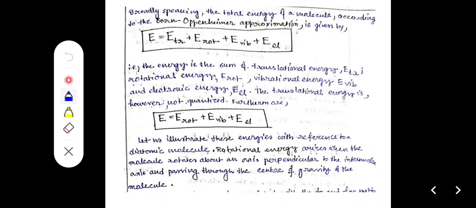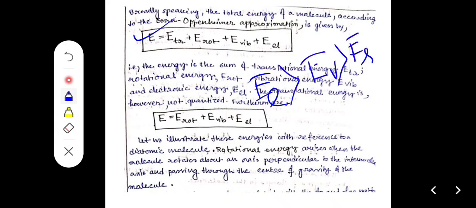Total energy should be the sum of all of the energies, for example, transitional energy plus rotational energy plus vibrational energy, and last and least, electronic energy. Always remember the value of electronic energy, E electronic, should be higher than E vibrational. E vibration should be greater than E rotation. E rotation is greater than E transitional.